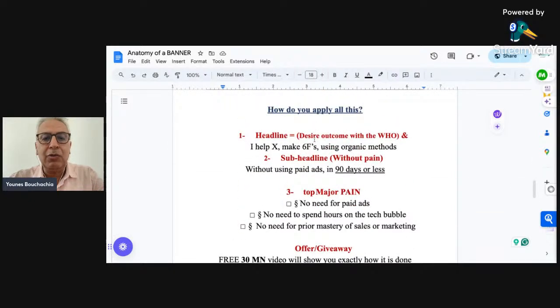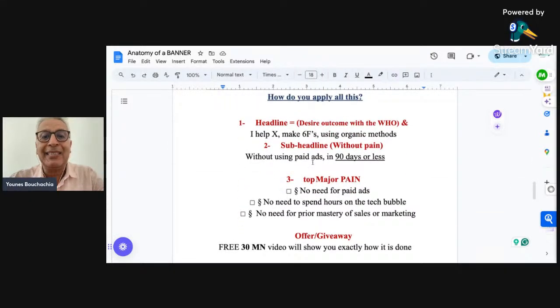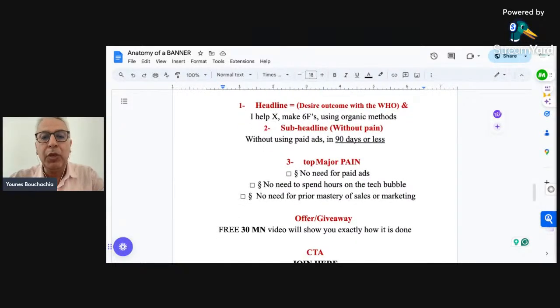Next, I would like to give you an exact example of how we structure our banner. The first thing, as we mentioned, is the headline. This is another way of looking at it, so this will definitely give you a better perspective. The headline is the desired outcome with the who. So as we mentioned before, I help X. You can insert your niche here.